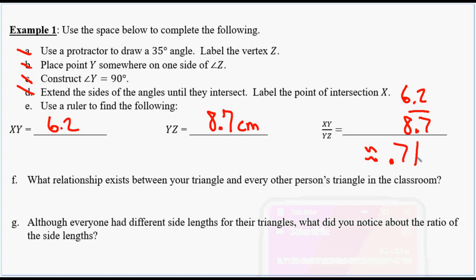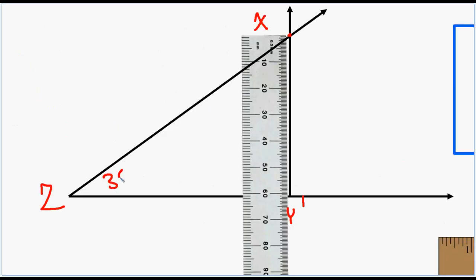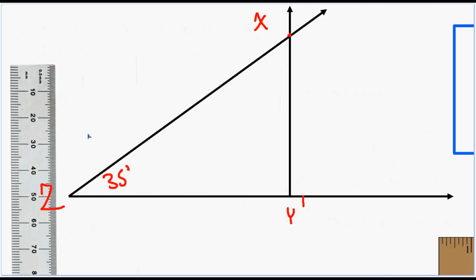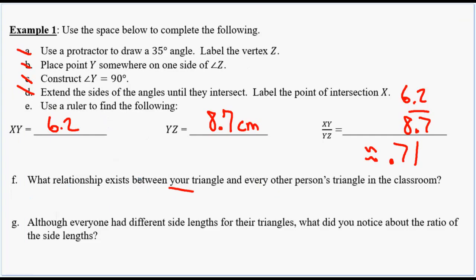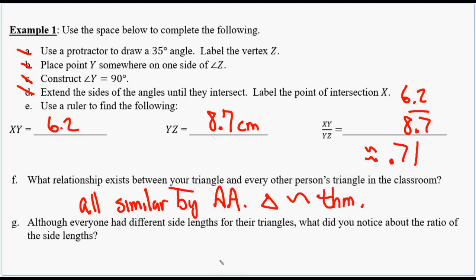What relationship exists between your triangle and every other triangle in the classroom? Well, if we go back to the picture, this was set at 35. We made that happen. And then angle Y, we created a right angle there, 90 degrees. So we have angle-angle triangle similarity. All the triangles drawn in the classroom today for this part are all similar, by the angle-angle triangle similarity theorem.